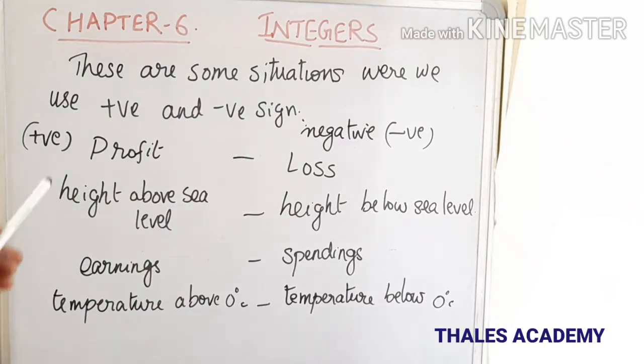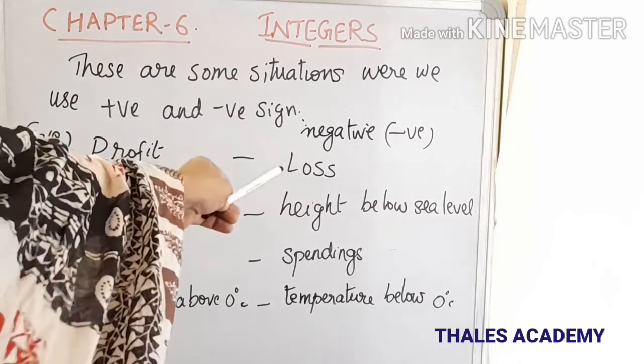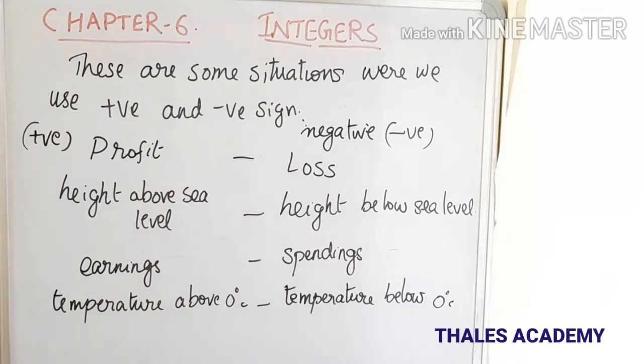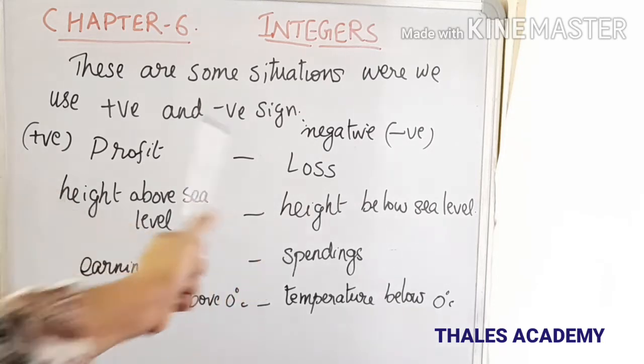Profit is represented by positive sign and loss is represented by negative sign. The height of a place above sea level is denoted by a positive number. The height below sea level is denoted by a negative number. The earnings are represented by a positive number. Expenses may be shown by a negative sign.